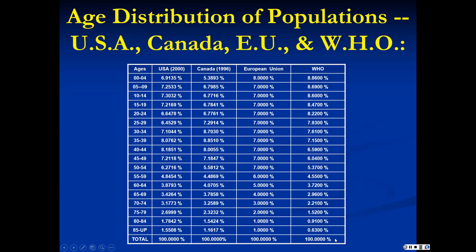So if we were comparing countries on different continents, we'd use the world standard. If we're comparing 2 European countries, use the European Union standard. Comparing 2 Canadian provinces, use the Canadian standard. And if we were comparing 2 states in the United States, we'd use the U.S. 2000 standard.